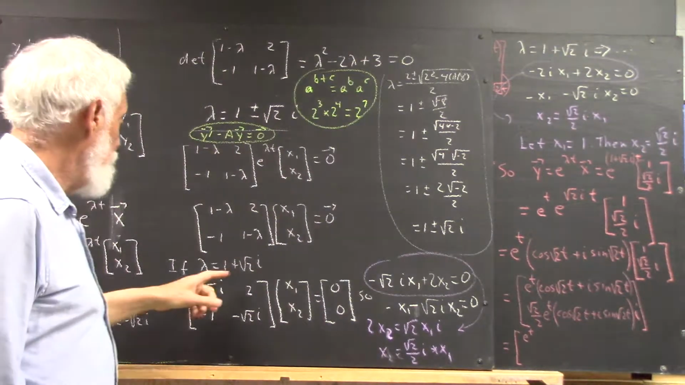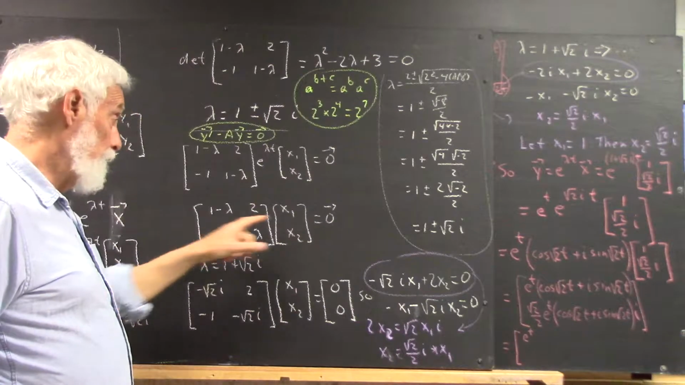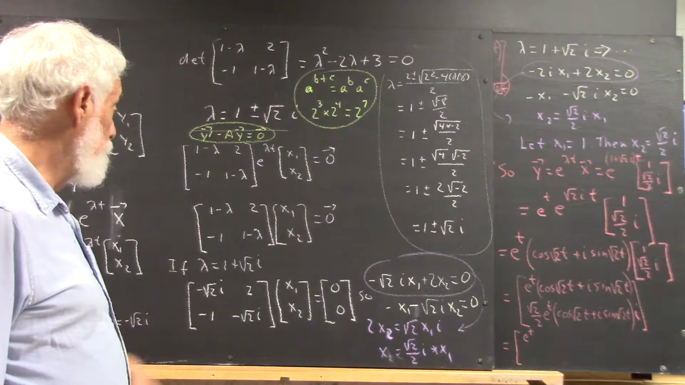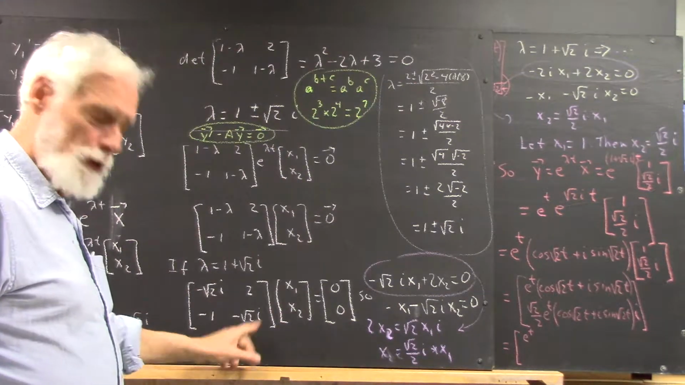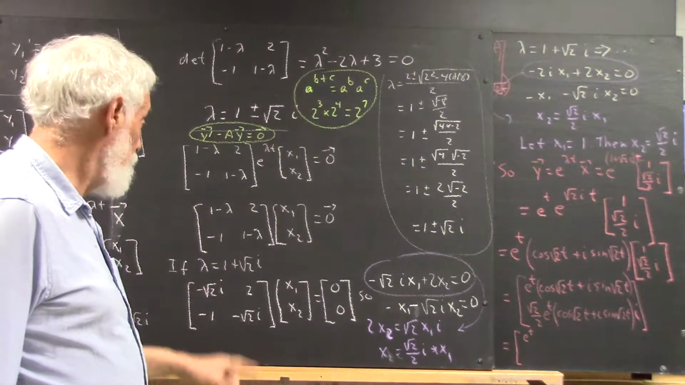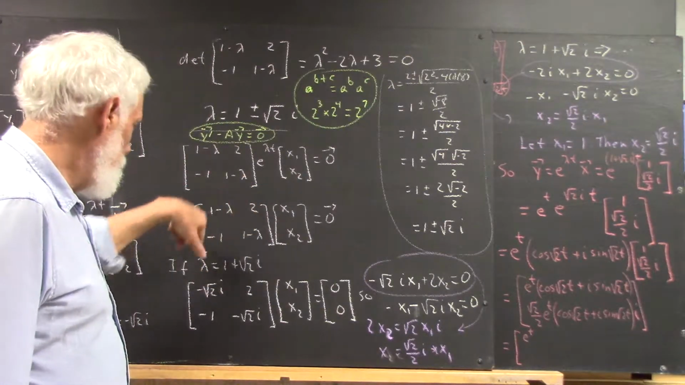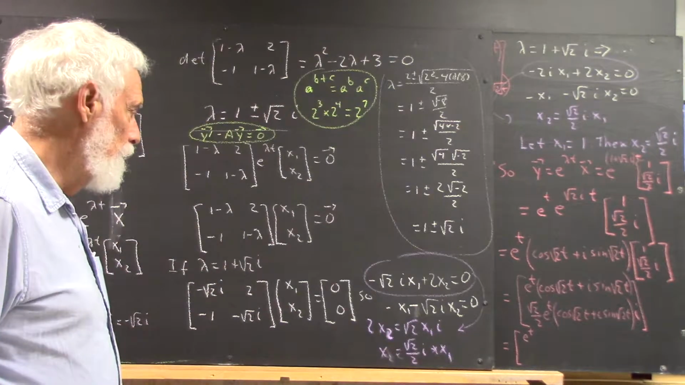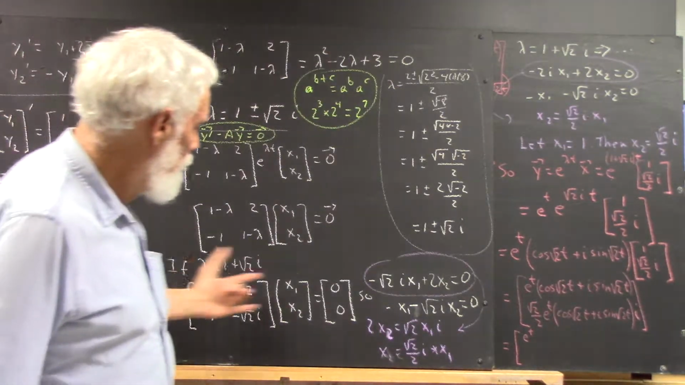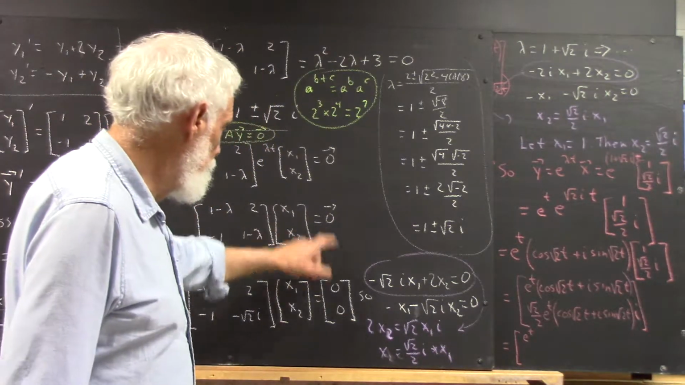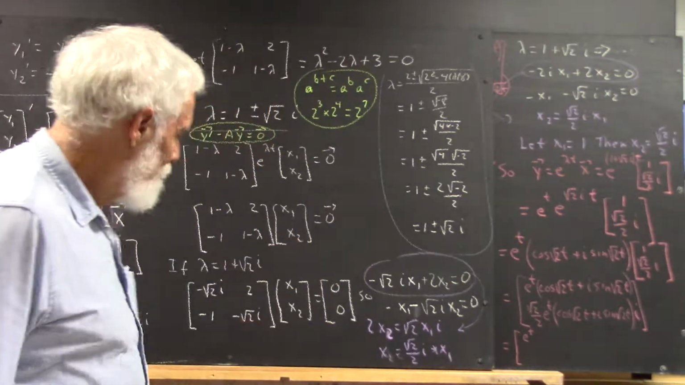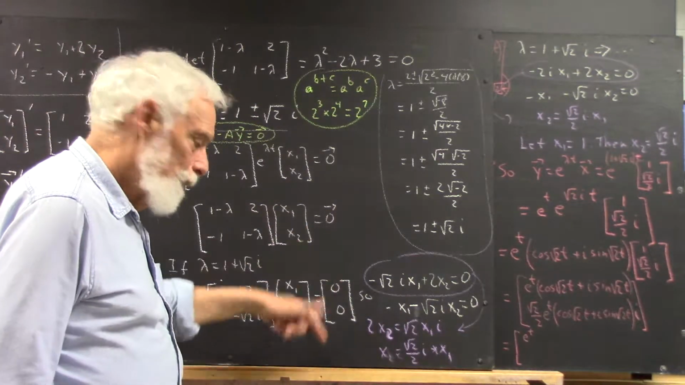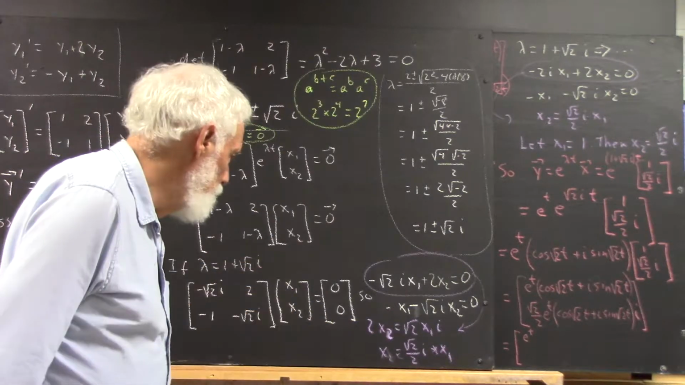Okay, so if lambda is 1 plus the square root of 2i, then in this equation, 1 minus lambda is just going to leave you with negative square root of 2i. So you're going to have negative square root of 2i on your main diagonal, and on your secondary diagonal you're going to have the same numbers you did before. So now we have this equation. And of course the 0 vector is just the 0, 0 vector in this case, the compatible 0 column that has the same length as your x column.